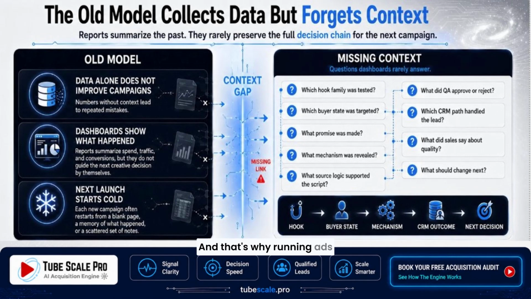And that's why running ads can get expensive here because the business ends up buying that same lesson over and over again. So you pay once when the ad runs, and you pay again when the team argues about the numbers. You pay again when somebody has to rebuild the story from scratch. And you pay again when the next campaign launches cold, even though the last campaign already taught you something worth keeping. So data without context is just numbers you forget.